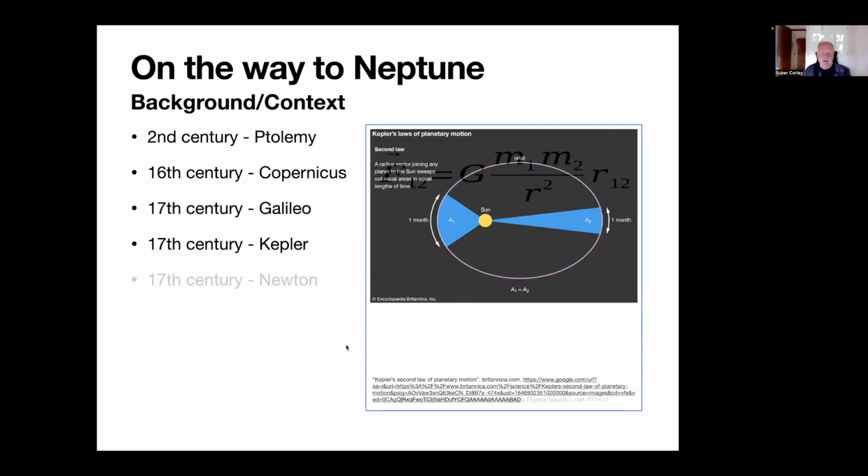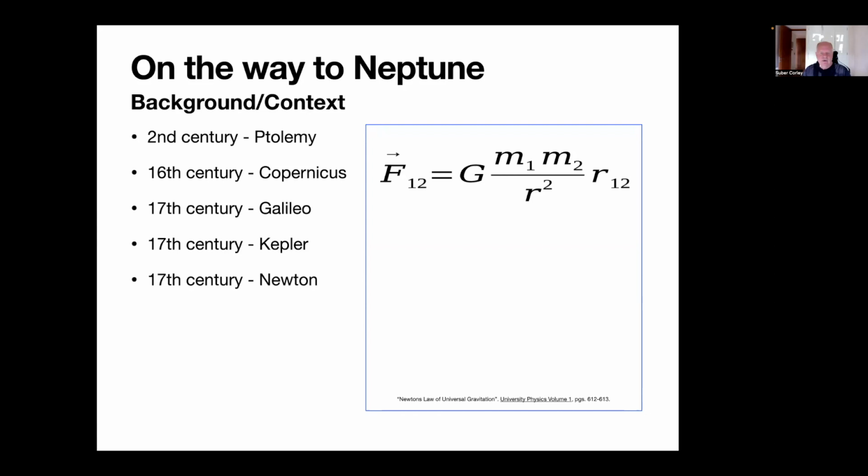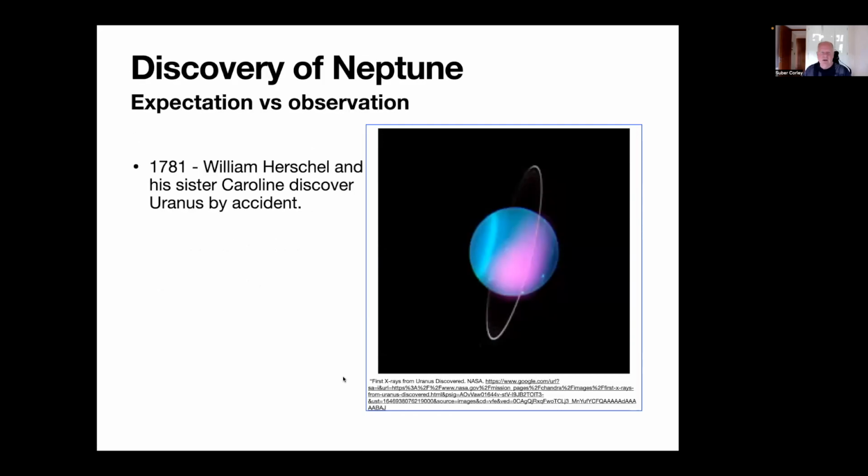Important for our discussion. In the 17th century as well, Newton comes around and he improves upon Kepler, creates his 3 laws, as well as the universal law of gravitation, which we've been studying this semester, as shown here. You take those 2 together, and you've got some tools.